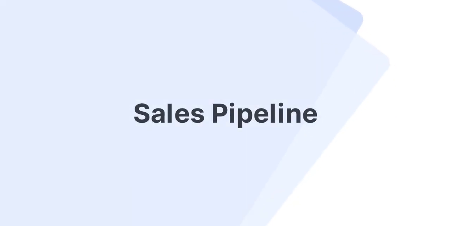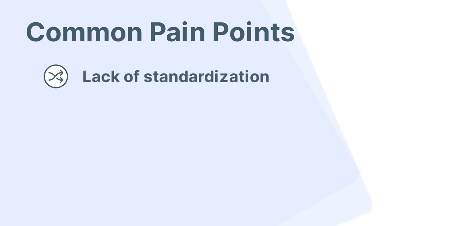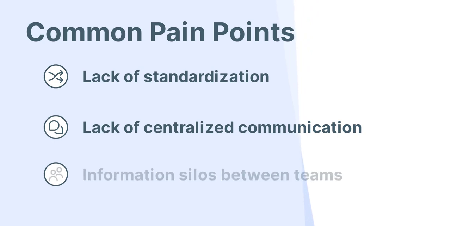Sales pipeline. Over the years, we've worked with many market-leading companies, and we've taken note of the most common pain points in the sales pipeline process. These pain points include a lack of standardization, aka every salesperson on the team is doing things their own way, a lack of centralized communication that comes from the overwhelming number of apps and systems the sales team uses, and finally, information and communication silos that emerge along team and department boundaries.